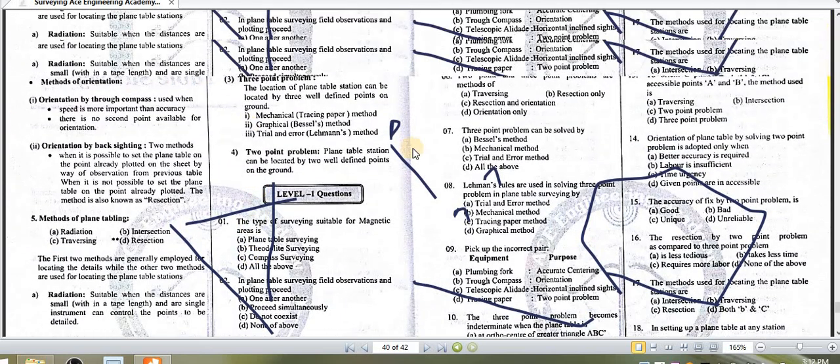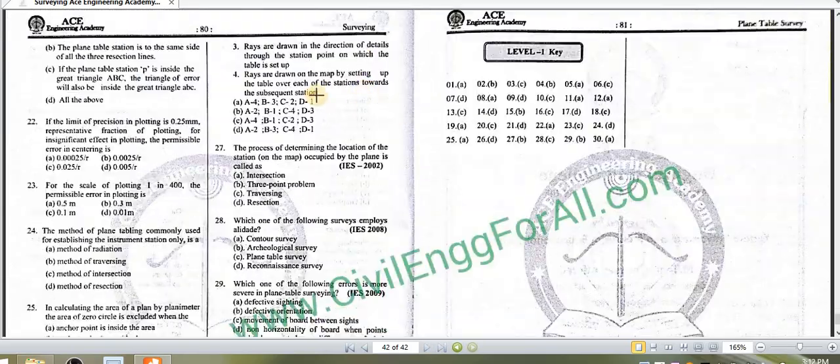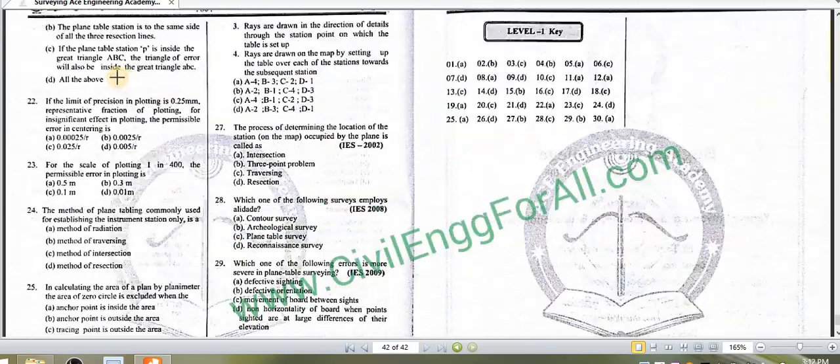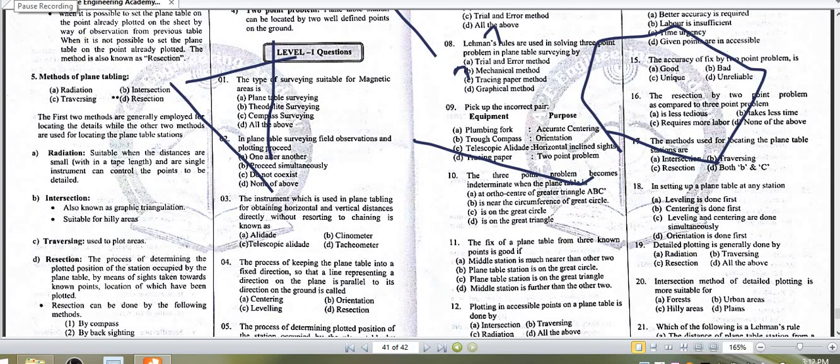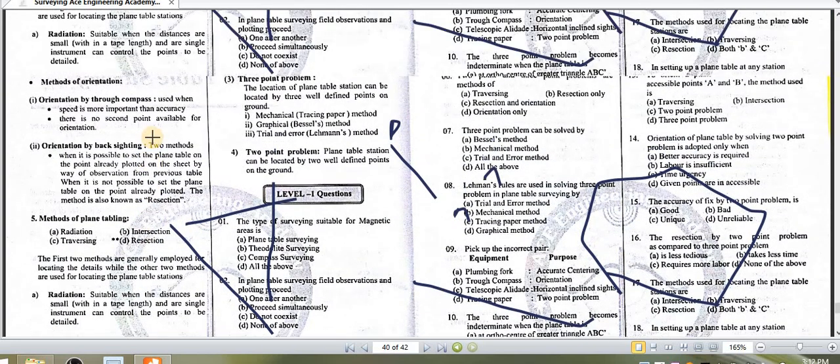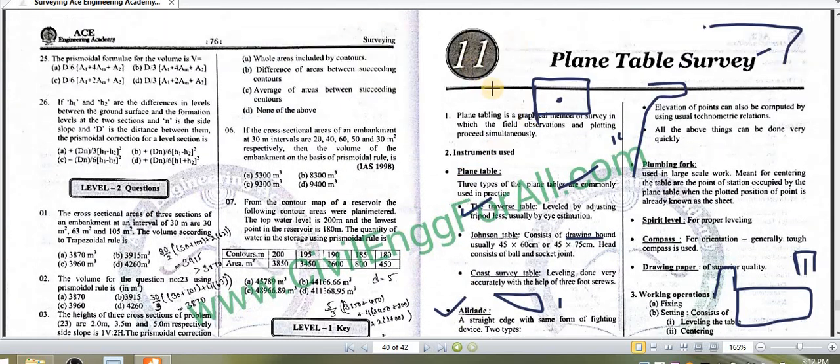So this is all about your plane table surveying. This is the last chapter of plane table surveying. After that, I have left the triangulation surveying and photographic surveying, which I will do in the next lecture. So this is all related to plane table surveying. As I have told you, it is basically a graphical method, in which your plotting and site work are done simultaneously.